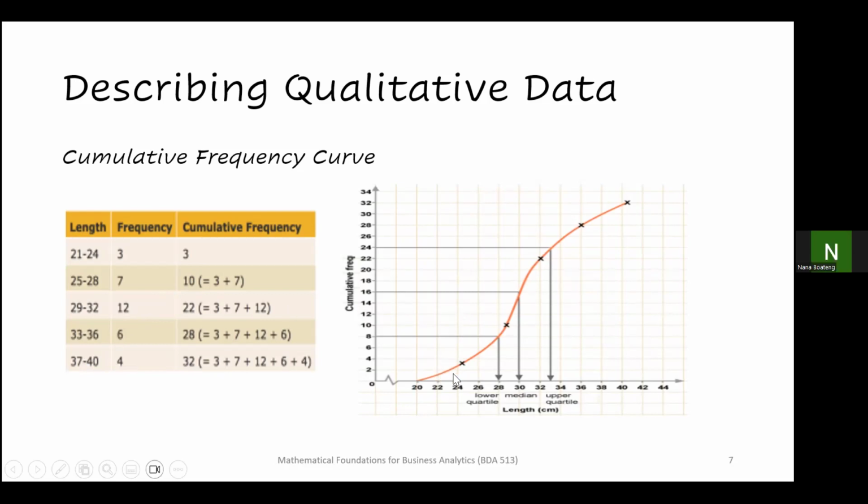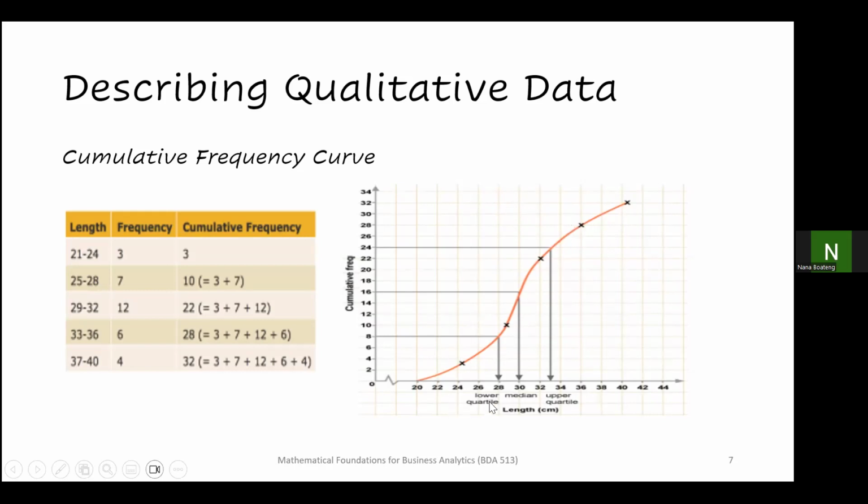So when we plot a cumulative frequency curve, this is what you see on your right. From the 21 to 24 group, that is 3. Then it goes on to the 25 to 28 group, where the cumulative now becomes 10. So it is marked accordingly. When you mark all these points, then you join them with a line, and you get what I have here on the right. So that is a cumulative frequency curve, another way of describing your data.